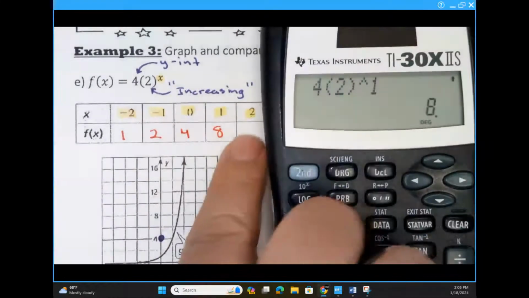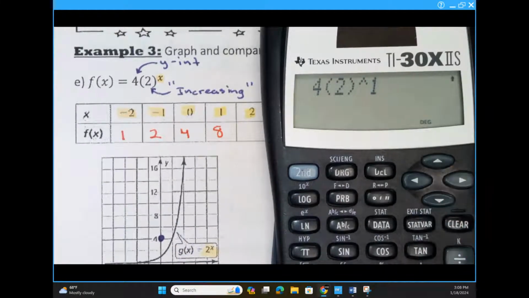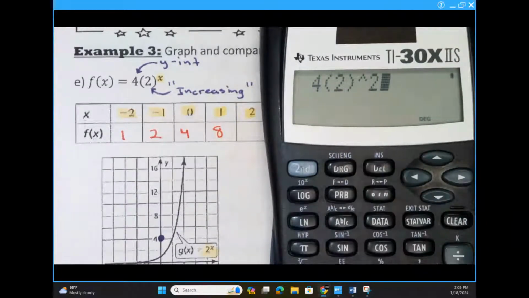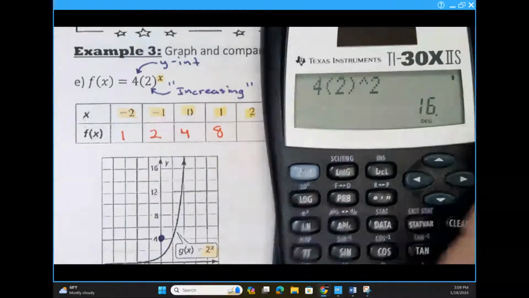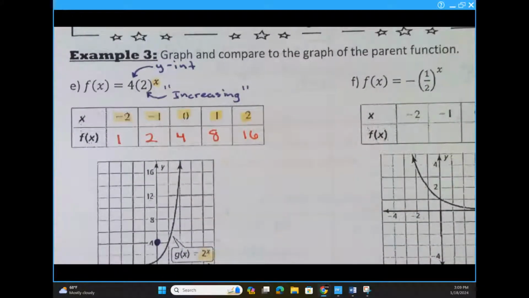And finally, they want me to plug in a 2. Okay, well, use the arrow buttons. Don't type in the whole thing when you can just do this. Oh, it's not a 12. Let me delete that. There we go, just a 2. All right, so I got a 16. All right, we're ready. I have all these numbers.